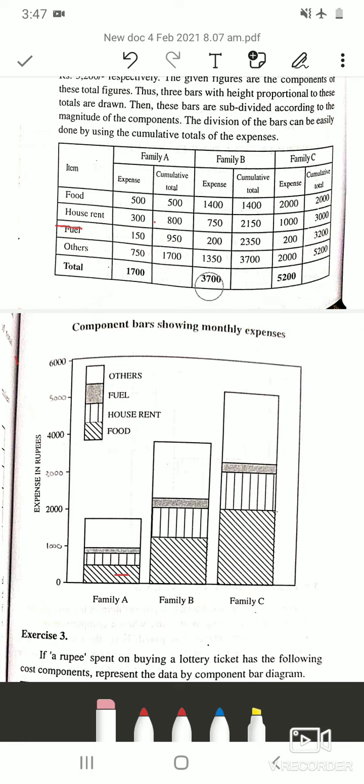So what you have to do for the component bar diagram is first find the total. Then you have to find the cumulative total, and you have to draw a rectangular box with height proportional to the total given, and the components are divided based on the cumulative total.